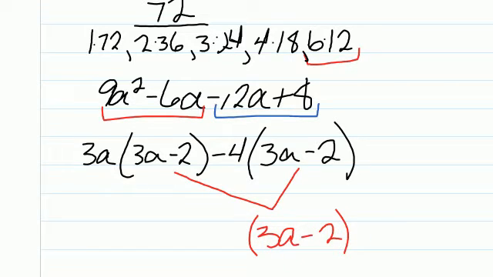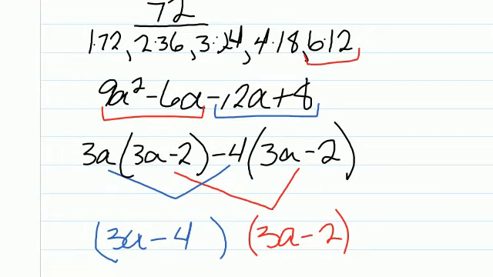And I'm going to factor, in this case, the residuals, whatever's remaining, the remainder, 3a minus 4, and I can rewrite it over here. And that's how we factor that.